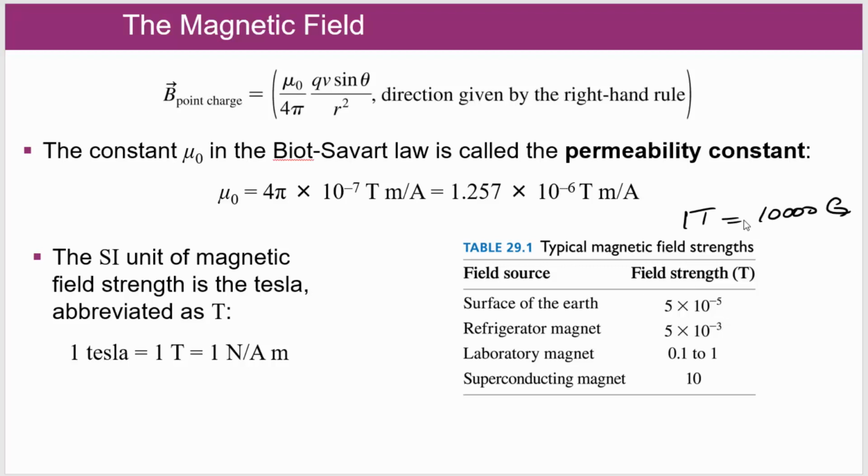The unit Gauss is used for small magnetic fields. So 5 times 10 to the minus 5 Tesla for Earth's magnetic field is roughly about 0.5 Gauss. It's a smaller unit that we can use for magnetism. But when we're using our equations, we want to use SI units, Tesla, for our units to match up correctly, because we're using our permeability constant in units of Tesla.